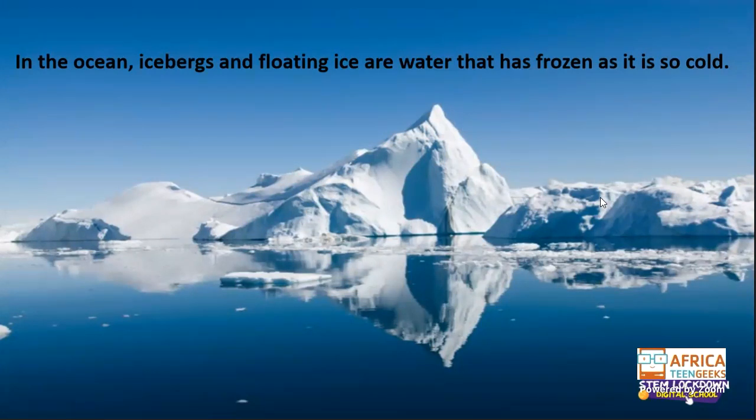Okay, now here you will see that in the ocean, icebergs and floating ice are water that has frozen because it is so cold. So there is an example for you in nature of what can happen.